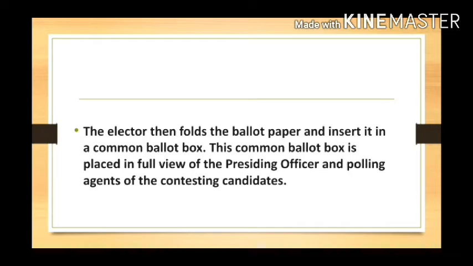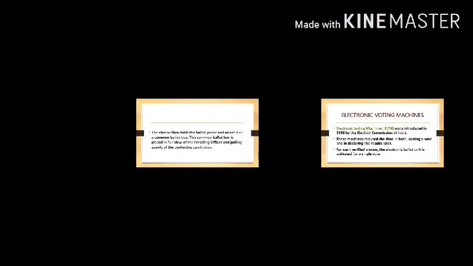After putting the stamp, the elector then folds the ballot paper and inserts it in a common ballot box. This common ballot box is placed in full view of the presiding officer and polling agents of the contesting candidates.